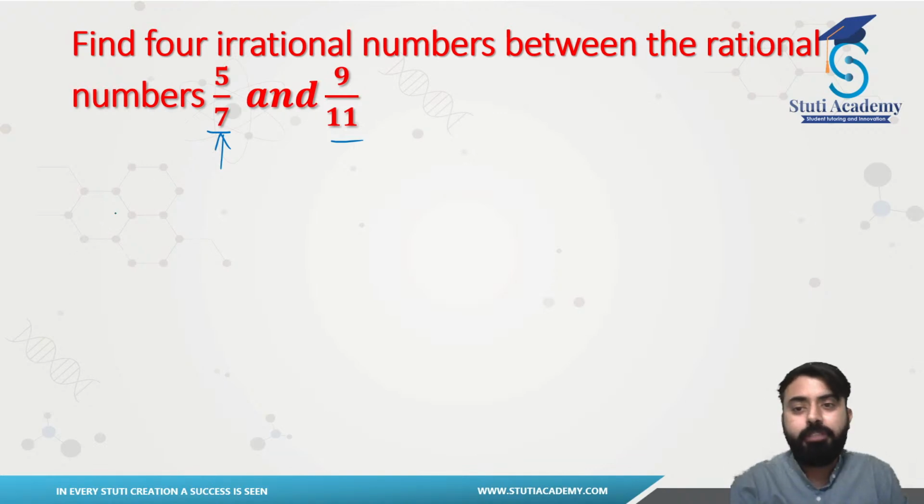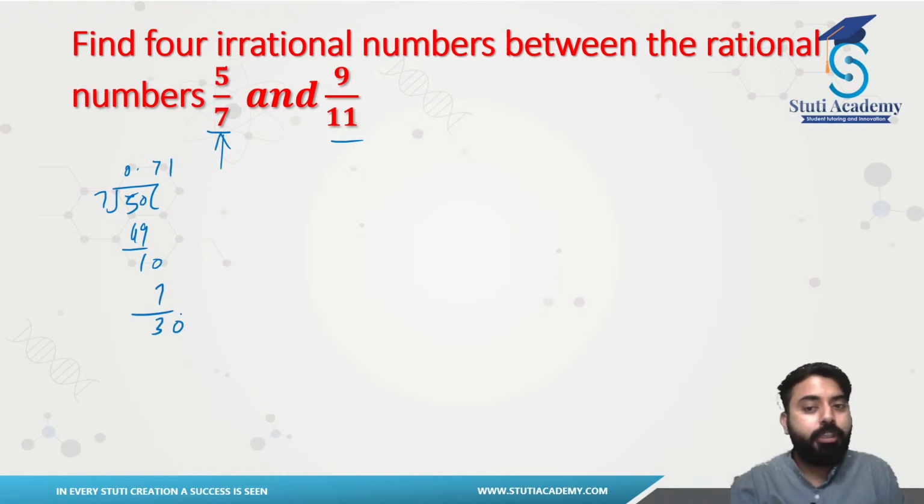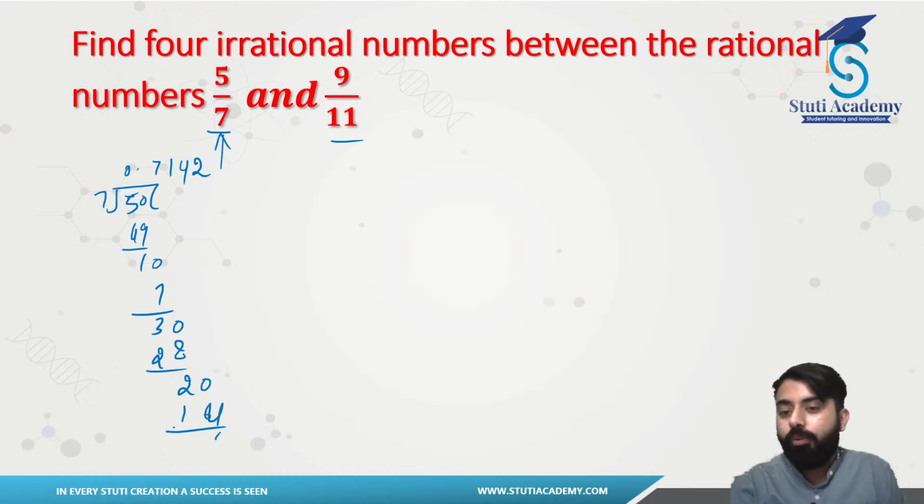So I have 5 by 7. Just divide this. 5 and 7, take a decimal, that will be 50. 7 sevens are 49. You will be having a 1 and a 0. 7 ones are 7. You will be having a 3 and a 0. 7 fours are 28. You will be having a 2 and a 0. That will be 14. You will be having a 60. Then you will be having 8.